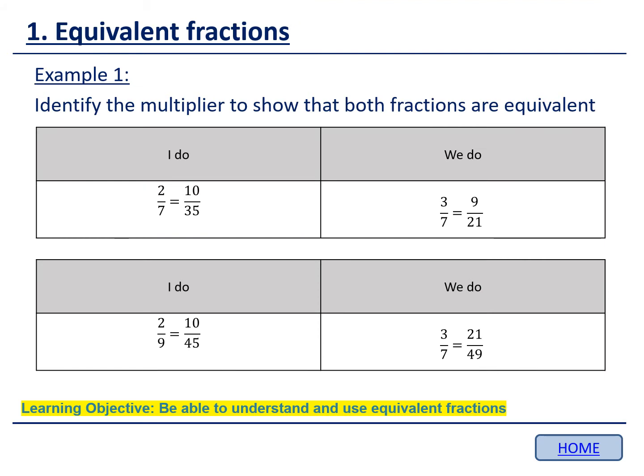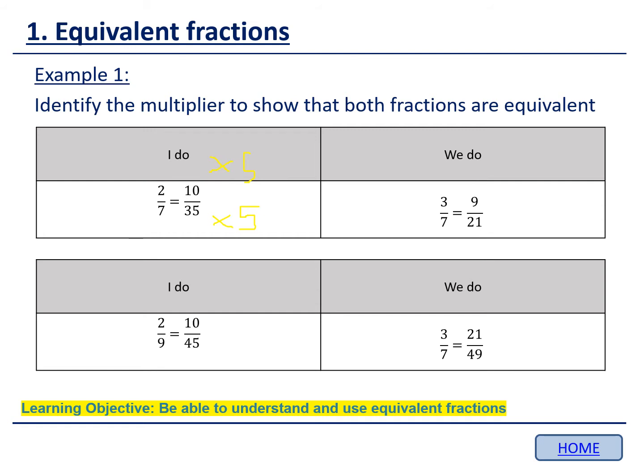Let's have a look at the first I do here, and we're being asked to identify the multiplier to show that both fractions are equivalent. We must now find a multiplier for both the top of the fraction and the bottom of the fraction that is the same. Well, how do we get from 2 to 10? Well, we must times by 5 here. And we need to make sure that that also works for the bottom. 7 times 5, does it equal 35? Yes, it does. And our multiplier would be 5 for that I do.